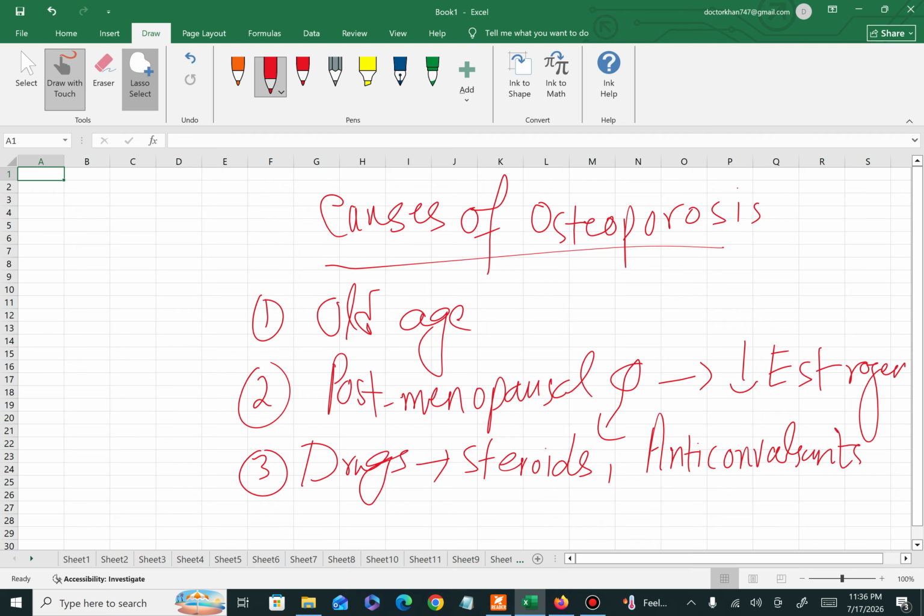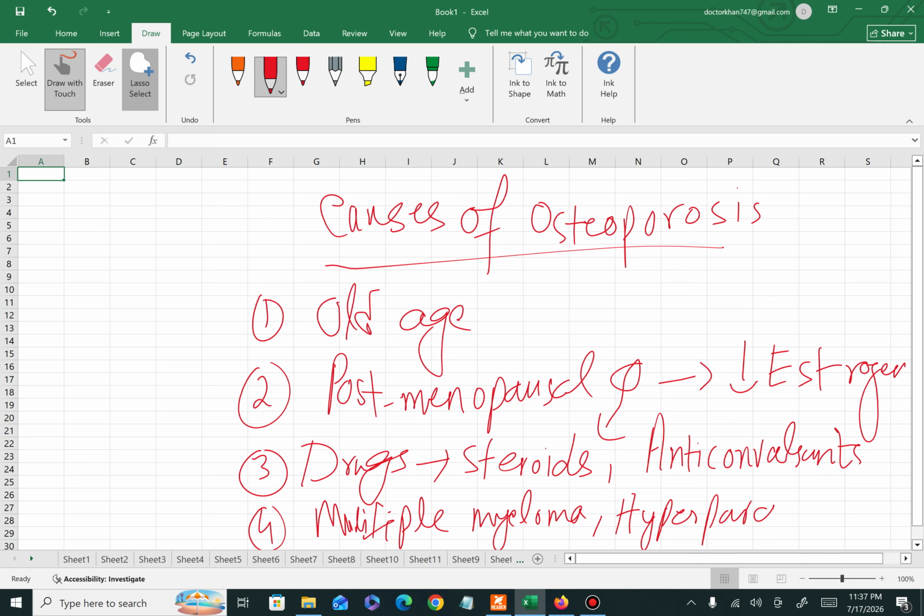Okay, so it can be due to conditions like hyperparathyroidism, multiple myeloma, and hyperthyroidism. It can also occur in anorexia. So these are the causes of osteoporosis.